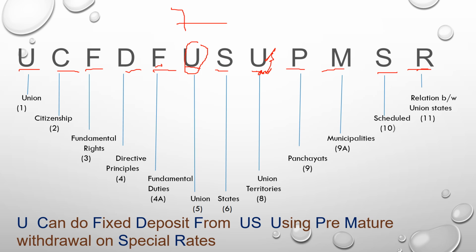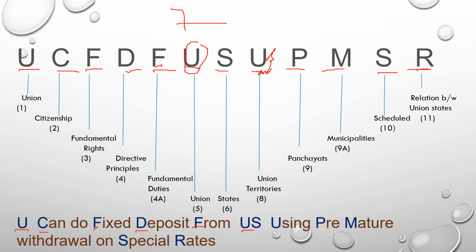In this sentence, you just concentrate on the letters in blue color. That is, U represents union. It is the first part. C is citizenship. It is the second part. F is fundamental rights. It is the third part. D is directive principles. It is the fourth part. And F again represents the fundamental duties. It is 4A.